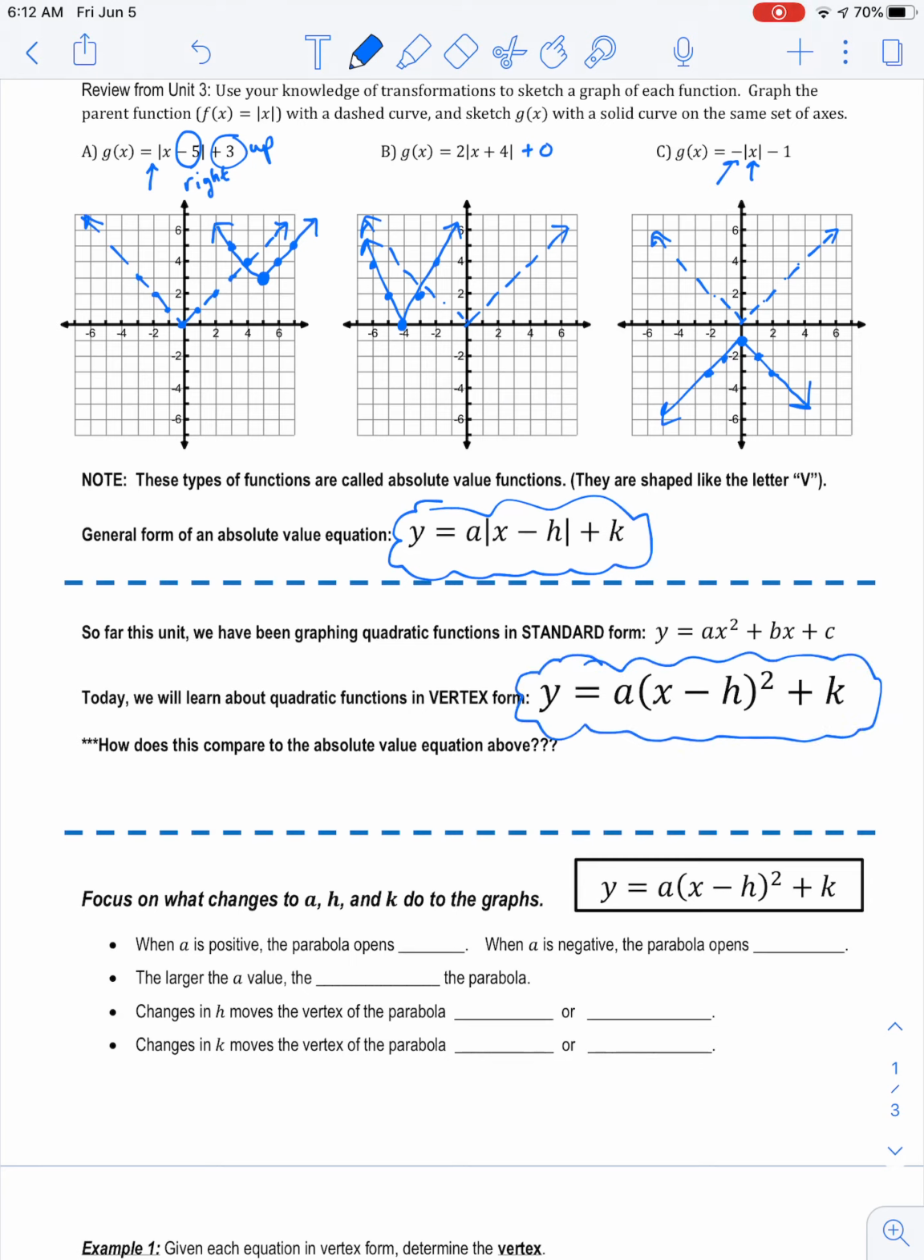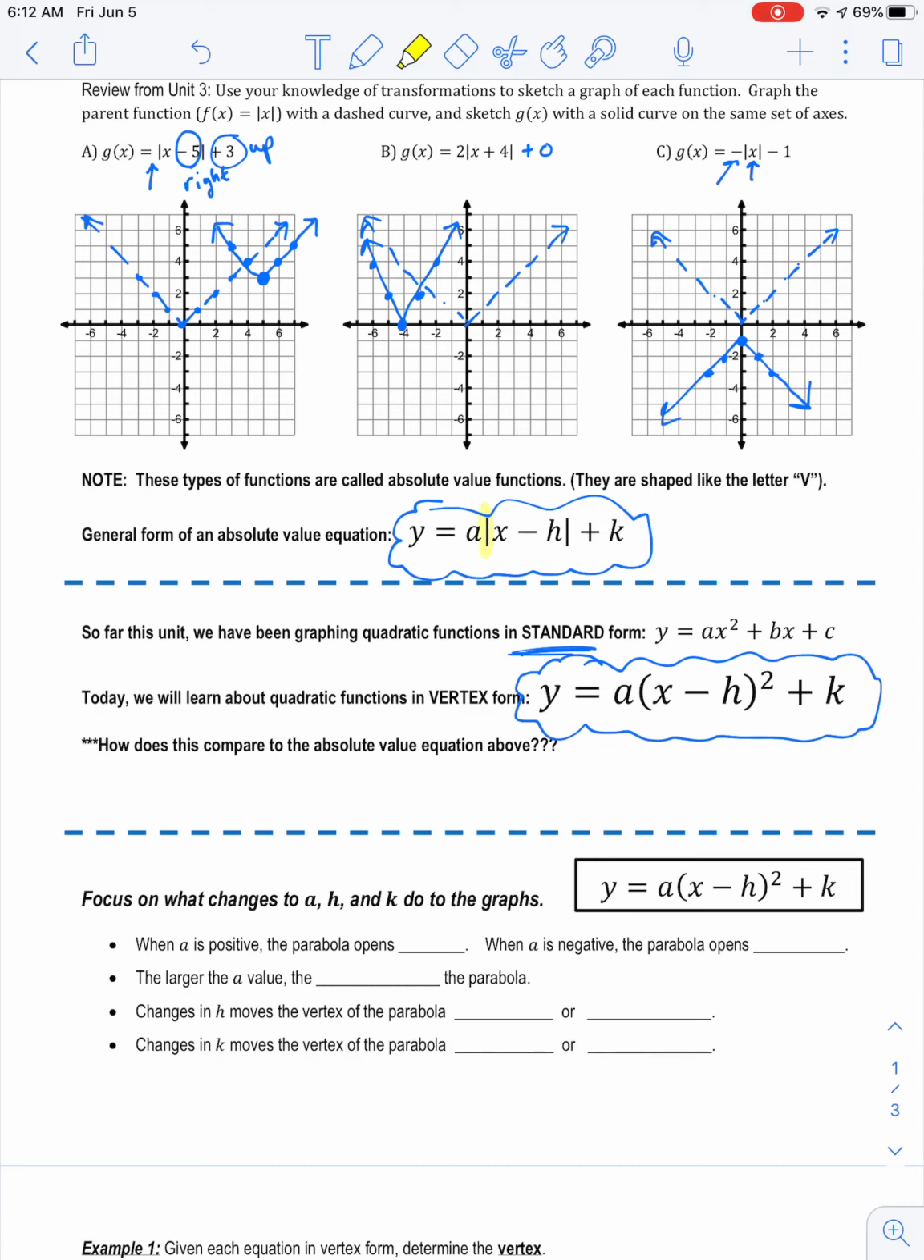So just to review, we've already covered standard form, which is ax squared plus bx plus c. Now we're looking at vertex form. How does this vertex form compare to the absolute value above? So notice they both start with y equals, and then they have an a, and then they have an x minus h, and at the end they have a plus k.